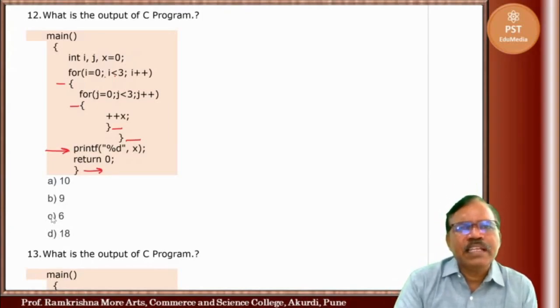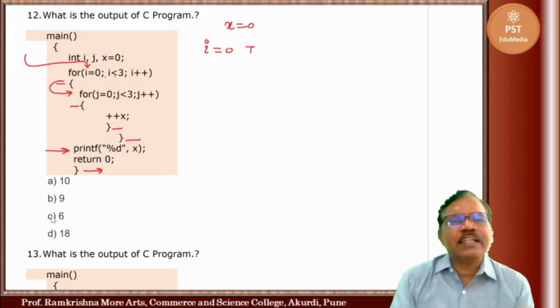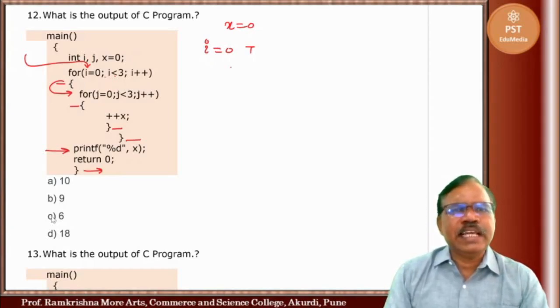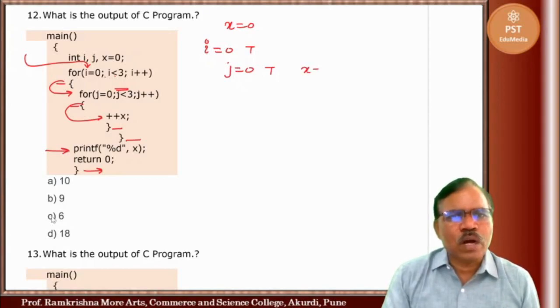Now see here, initially x is equal to 0. Now what happens, control comes here, control comes here. So here i equal to 0. Now the condition is true, so it enters here. It enters here means it goes to the second for loop. So it first takes j equal to 0. Now the second condition is true, so it goes inside this. So it increases x by 1, x is 1, then it goes back here.